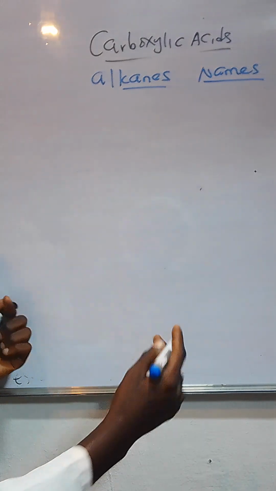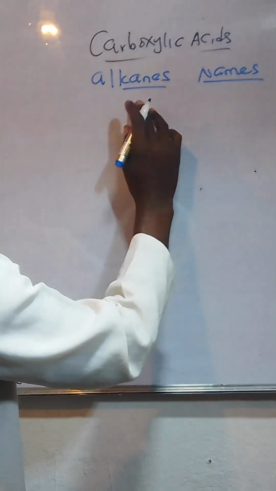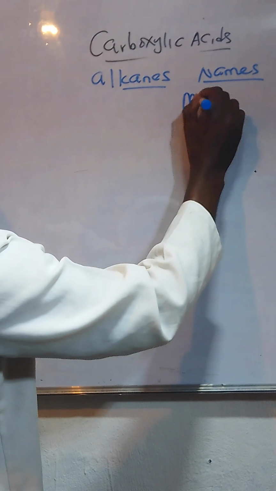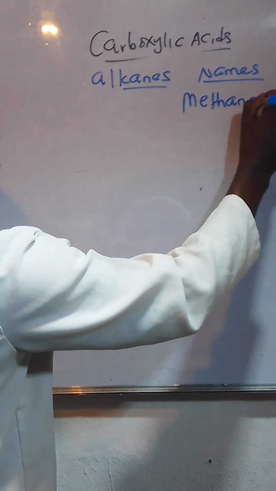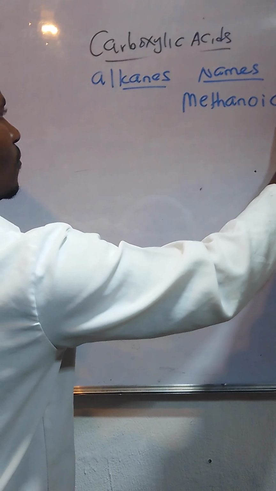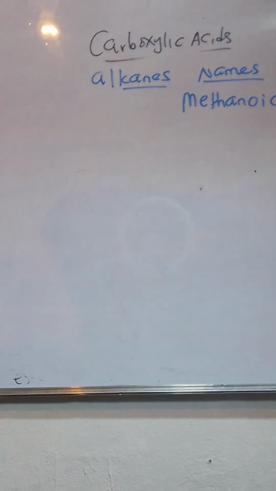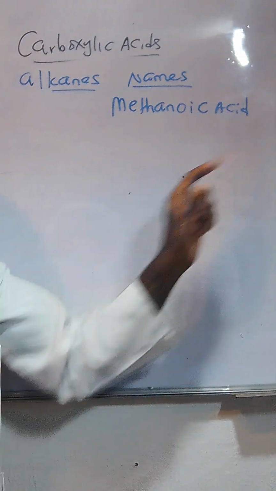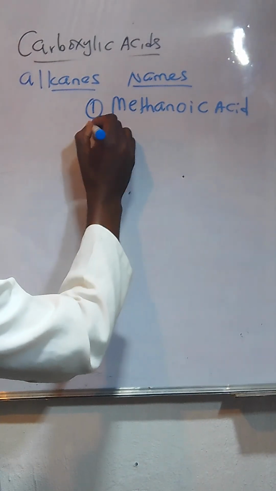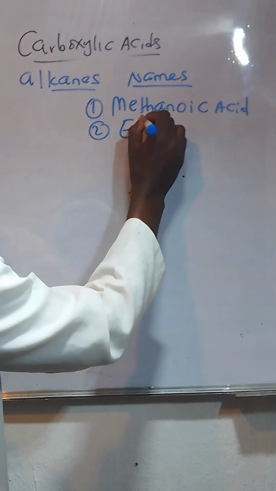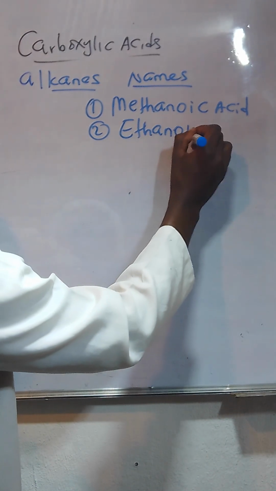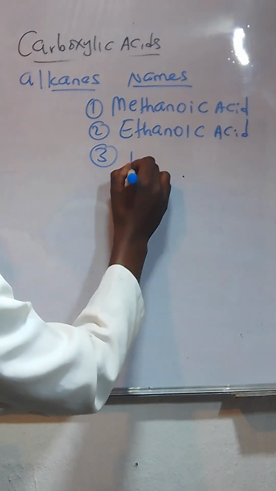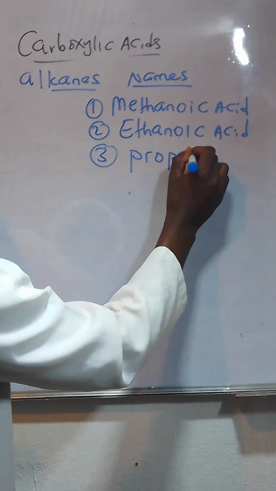The names are as follows. What you need to understand is, if I have an acid, then I'm going to have what is called methanoic acid, and what follows is ethanoic acid. What follows is propanoic acid.